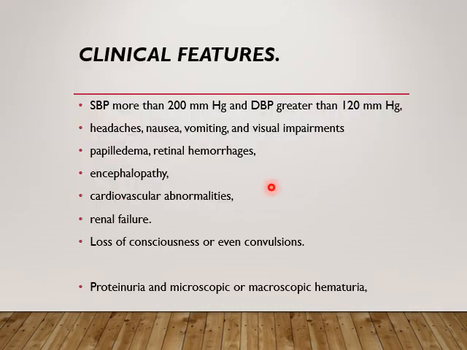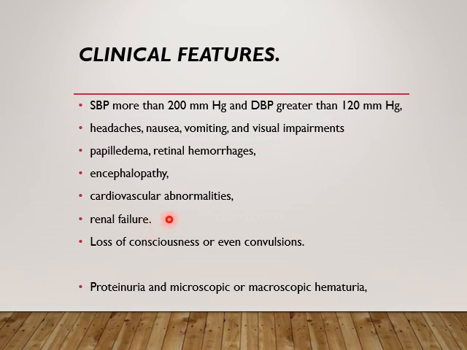Clinically, patients will present with headache, nausea, vomiting and visual impairments, and as already explained, the blood pressure will go more than 200 systolic and diastolic pressure more than 120. Because of the severe increase in blood pressure, we can see the effect in the retina, that is retinal hemorrhages and papilledema, even encephalopathy and cardiovascular abnormalities. Patients left untreated might go into renal failure.